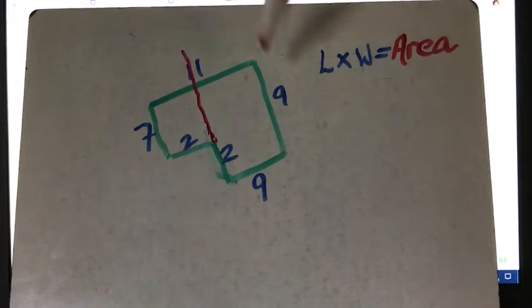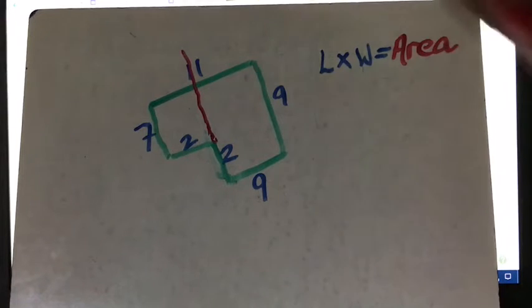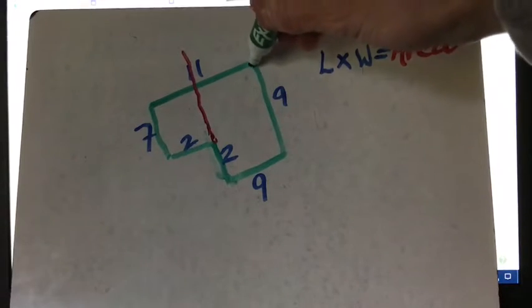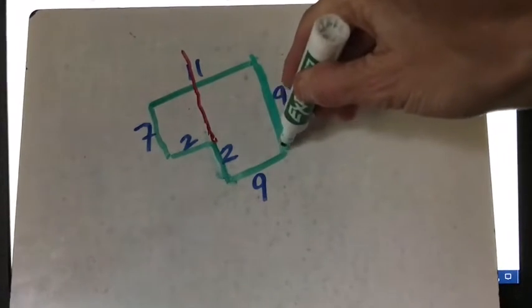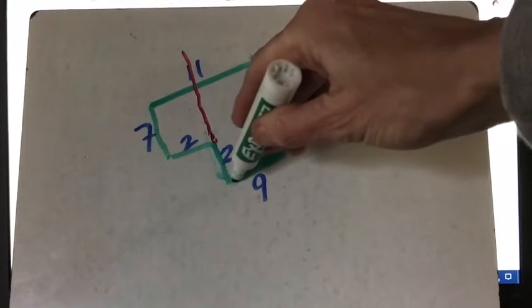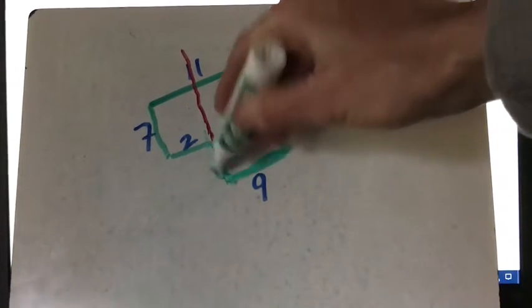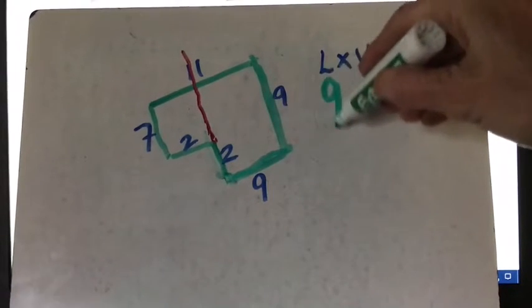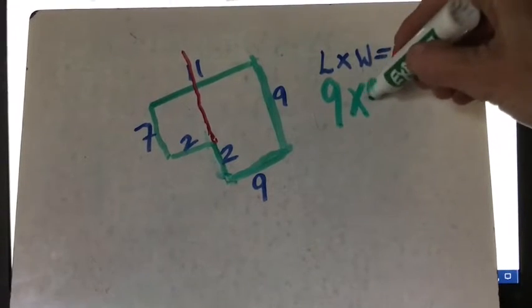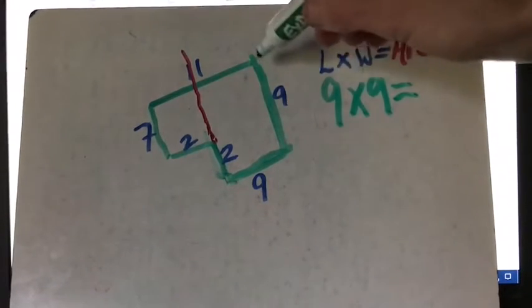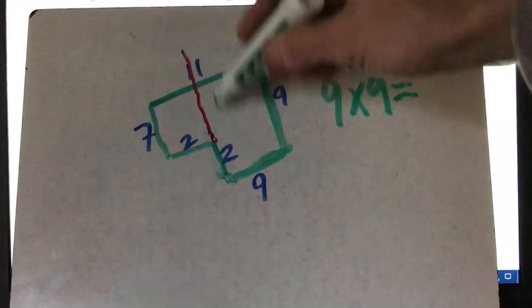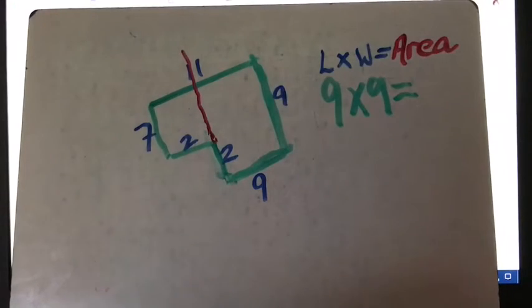When I do that, this 11 here is split up, right? So now I have one rectangle being 9 going this way, the length, and 9 going on the width. So I have a 9 by 9. And that's going to be the inside, length times width.